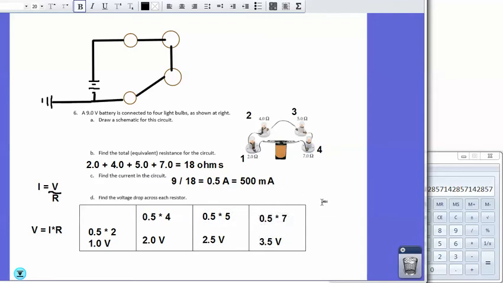So again, checking Kirchhoff's law, 3.5 plus 2.5 is 6, then 2 plus 1, that's going to be 9 volts altogether. So all of our voltage is correctly distributed throughout this circuit. We got our higher voltage to get through the higher resistors, lower voltage to get through the lower resistors. So there we go. That's that problem.